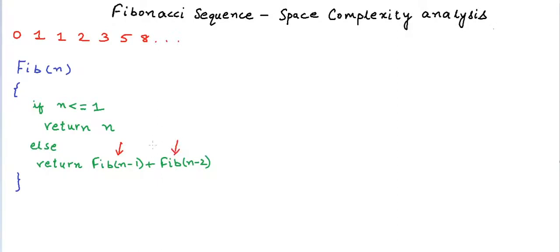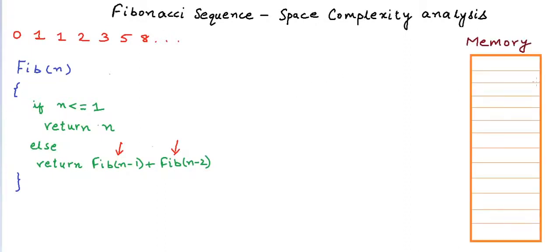Now space complexity analysis of a recursive program can be really tricky because a lot of things happen behind the scene, and we really need to understand how a recursive program executes in the memory to understand and analyze the memory consumption. Now let's say what we have drawn here on the right is the computer's memory, and these partitions in the memory are basically some units in which the memory is divided. Now I want to calculate fib of 5.